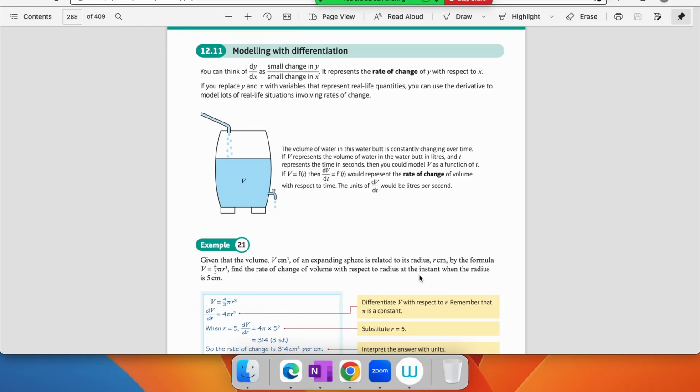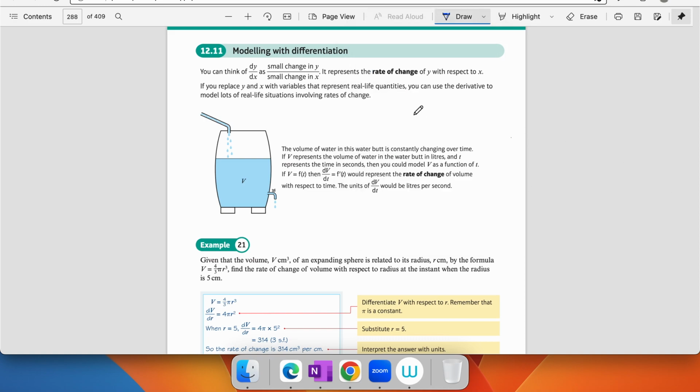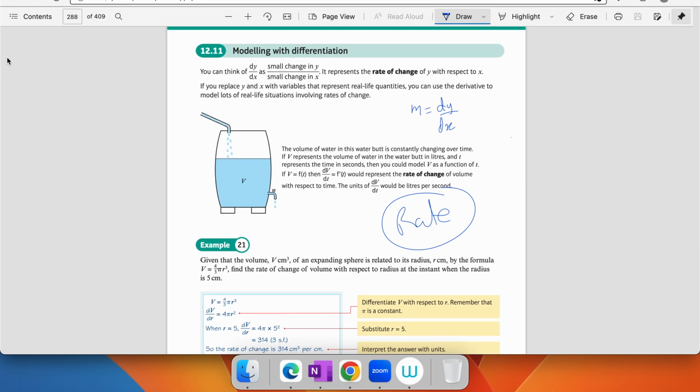This is probably the last chapter, last topic of this chapter, modeling with differentiation. Till now, what we've covered with differentiation is the gradient, symbol m, dy by dx, and now we'll introduce a rate into it, a rate that is with respect to time. So let's just build up some basic knowledge.